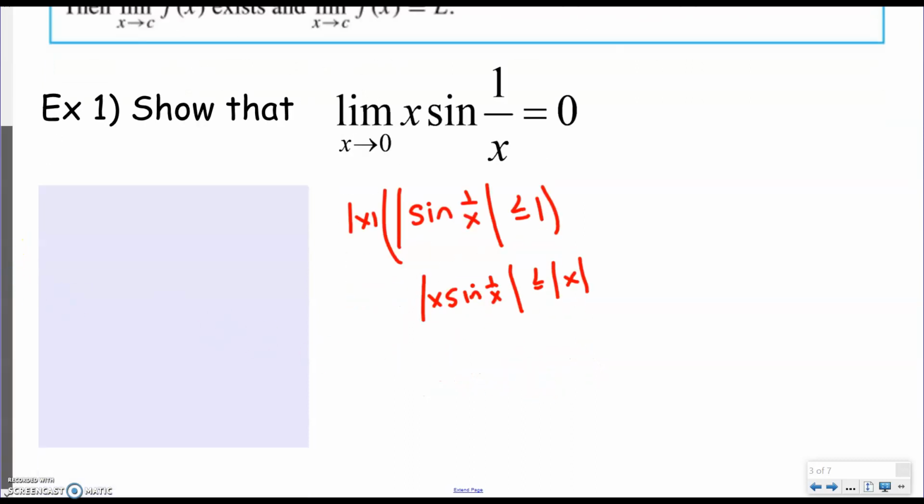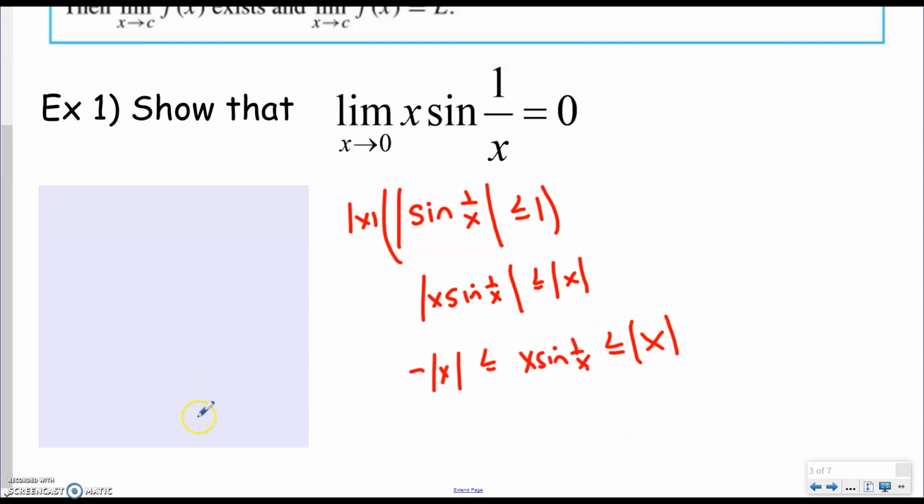Okay, I can split this up, and I know we haven't done a lot of absolute value equation work here, but that means the negative absolute value of x should be less than or equal to x sine of 1 over x, which is less than or equal to the positive absolute value of x. Now, the graph of the absolute value of x looks like this. Okay, so the limit as x approaches 0 in this is going to be 0.